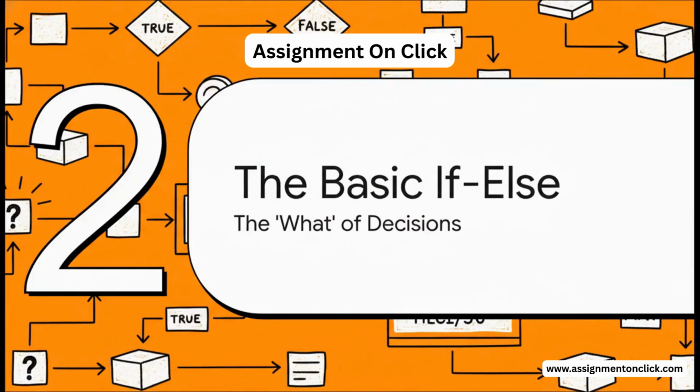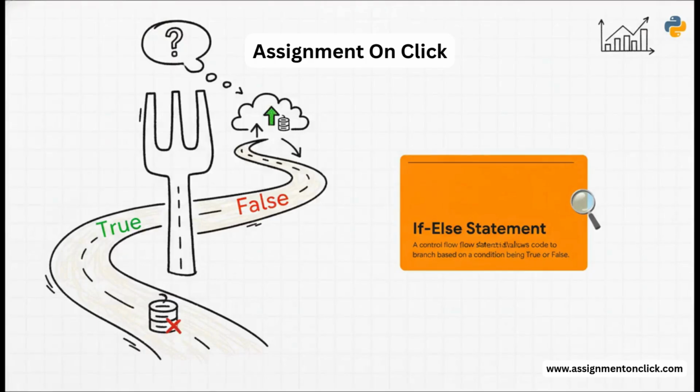And that brings us right to the core of it all, the what of decision-making, the basic if-else statement. This right here is the fundamental building block that lets our code start making choices on its own. The best way to think about it is like a literal fork in the road for your code. It gets to a point and asks a question, a condition. Is this number bigger than 1600? Is this customer from the North region? If the answer is true, it goes down one path. If the answer is false, it goes down the other. It's that simple, but it's absolutely essential.